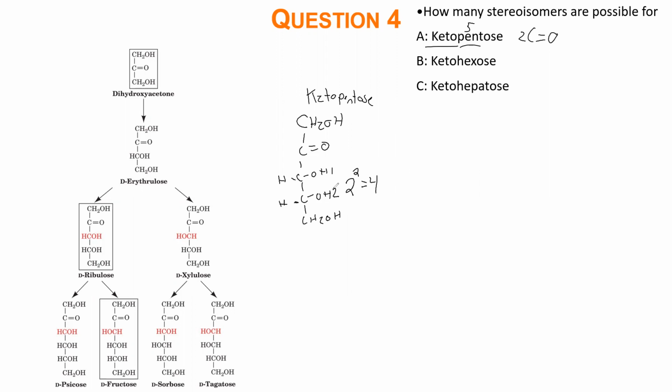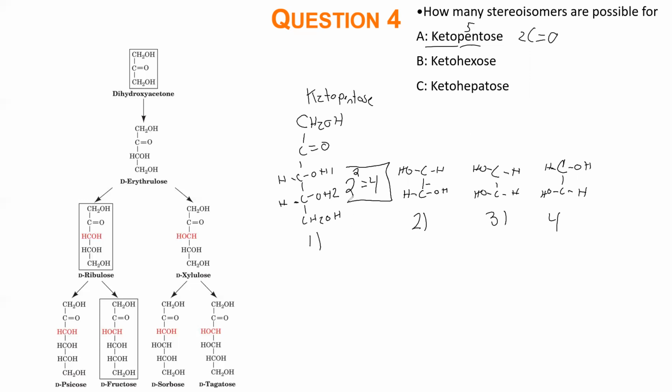I drew one version where both OHs are on the right. Another version is this. So here's one stereoisomer, here's the second. I'm not drawing the rest, just the chiral carbons to make this faster. Version 3 is if they're both on the left. And version 4 would be if this is on the right, but this is on the left. So those are the 4 different ketopentoses I can have.